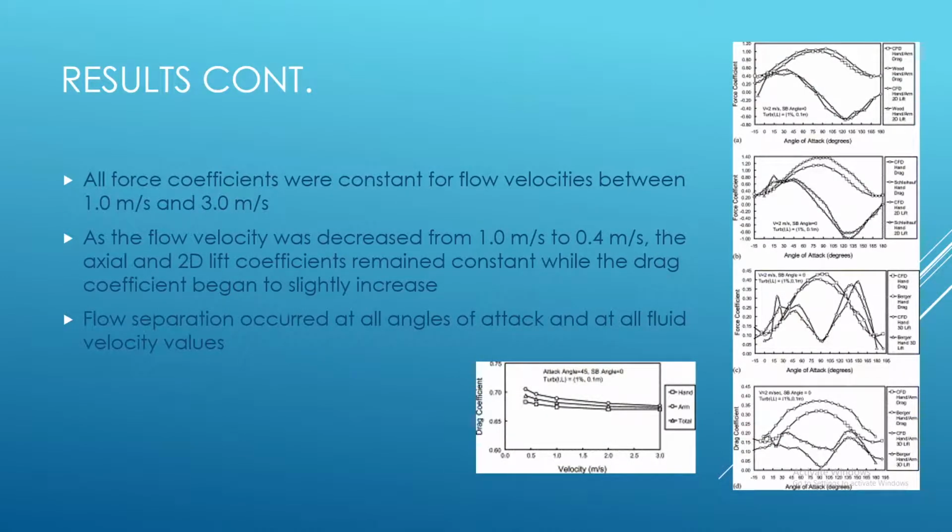All force coefficients were constant for the flow velocities between 1 meter per second and 3 meters per second for a specified angle of attack. As flow velocity was decreased from 1 meter per second to 0.4 meters per second, the axial and 2D lift coefficients remained constant, while the drag coefficient began to slightly increase. Flow separation occurred at all angles of attack and all fluid velocity values.